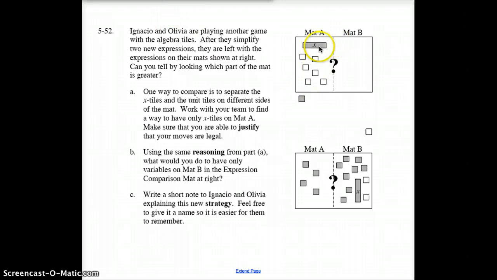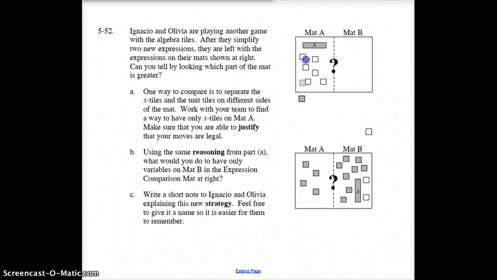Mat A. You're going to notice on Mat A, I've got an X and I've got 6 negative tiles here. On Mat B, there's nothing. But now they are asking us to solve for this. So we're going to find out how much X equals. In order to solve for what X equals, I need my X tiles on one side of the mat, and I need all my unit tiles on the other side of the mat. So I need to move all these to this side. Well, I can't just move them because that doesn't make sense. Remember, whatever you add or subtract to one side, you must add or subtract to the other.